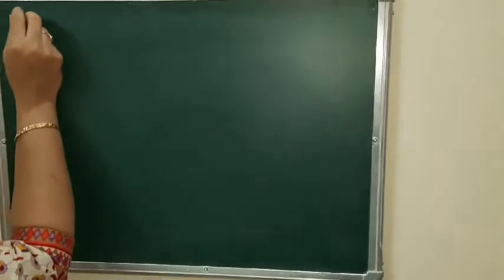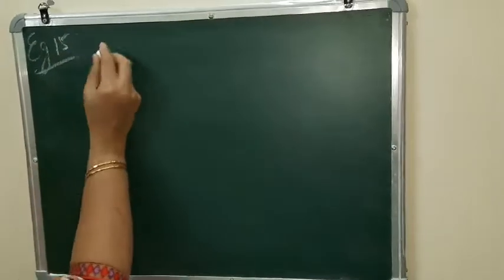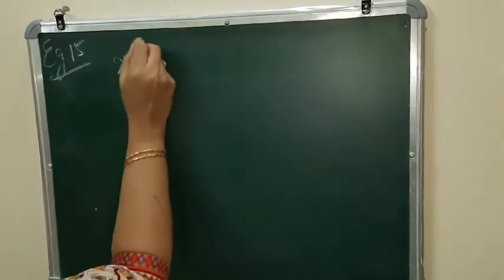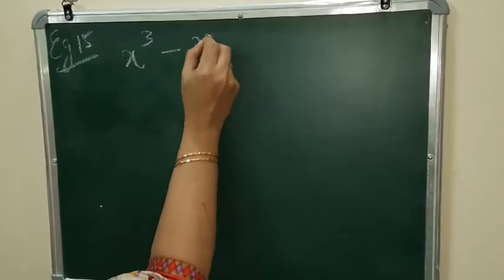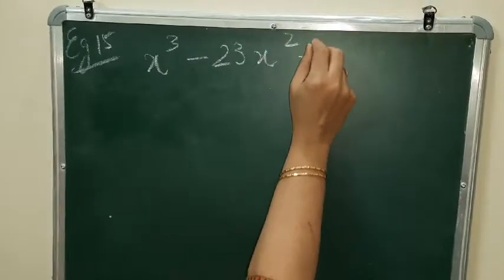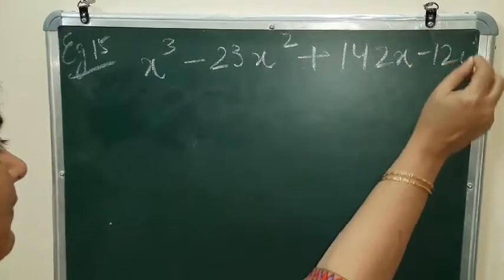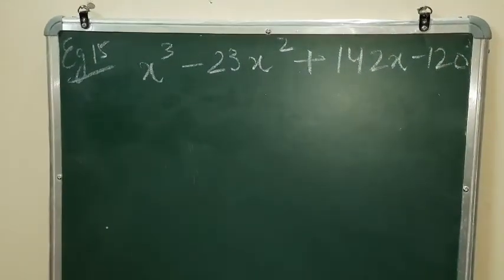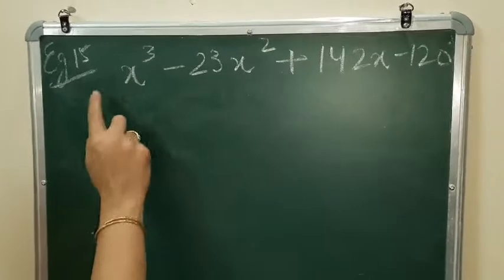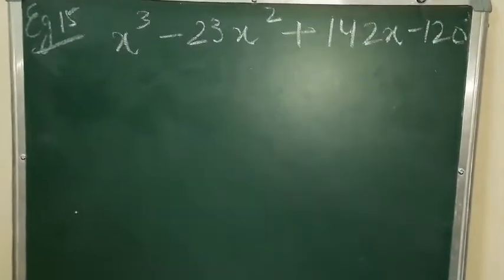Today we are doing the factorization of a cubic polynomial. Example number 15. Now, what do you mean by a cubic polynomial? Wherever your degree is 3, it is a cubic polynomial. You can see here the maximum power of the polynomial is 3, so it is a cubic polynomial. How will you factorize this cubic polynomial?